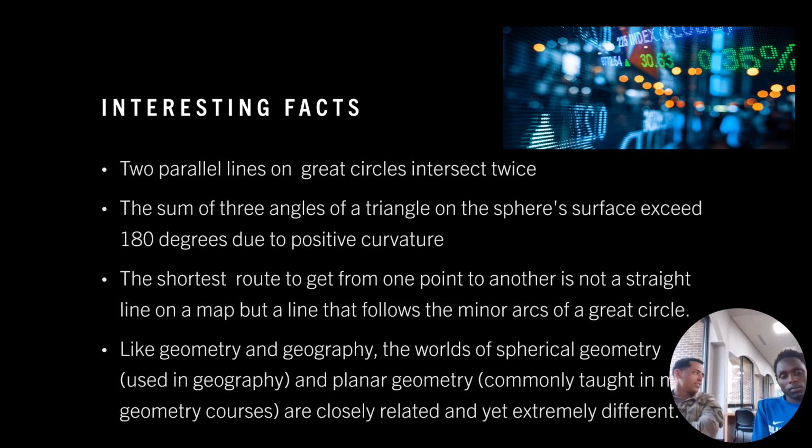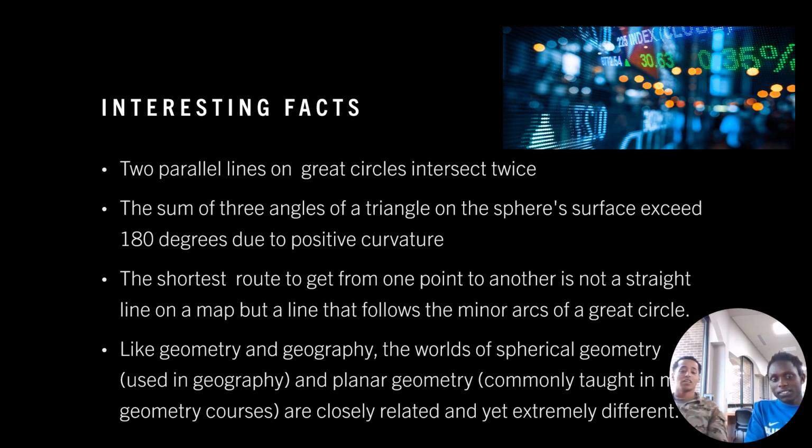Alrighty, some facts that I found interesting when I was doing research on this, because I didn't know anything about spherical geometry. Like I said, two parallel lines on great circles intersect twice. That's crazy. Then I learned that the sum of the three angles of a triangle on the sphere's surface exceeds 180 degrees due to positive curvature. I never knew that you can have a triangle with more than 180 degrees. Did you know that? No. Yeah, man, we learned a lot doing this research project.